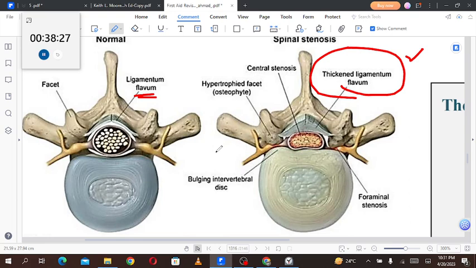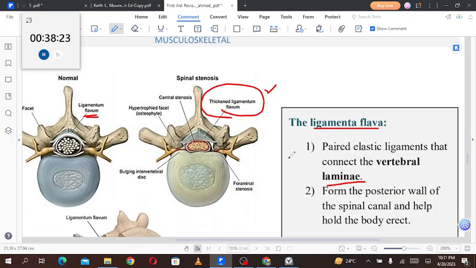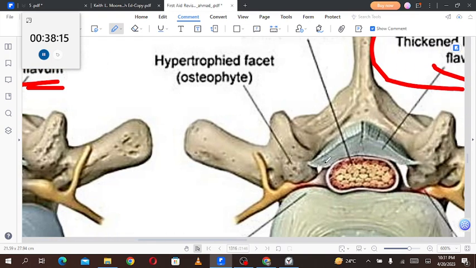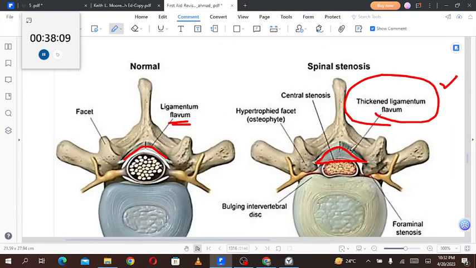Now these are the causative factors which can cause spinal stenosis. Here you can see that normally the ligamentum flavum is like this structure. If it becomes hypertrophied, it will look something like that. If it is hypertrophied to this extent, it will cause stenosis of the spinal canal.